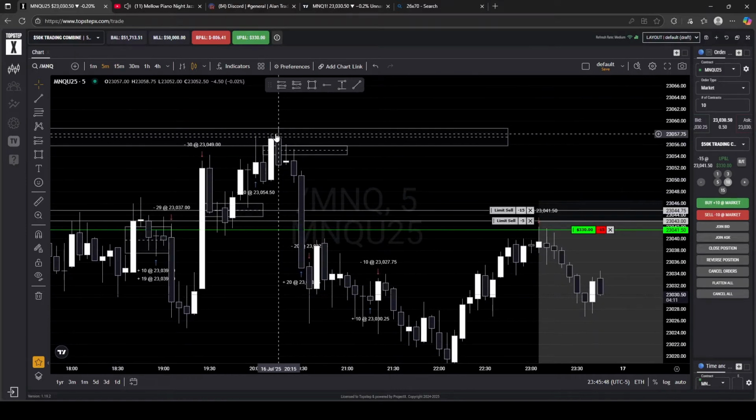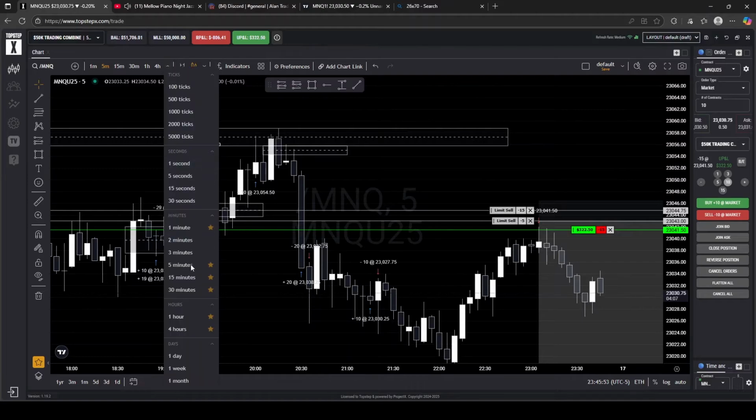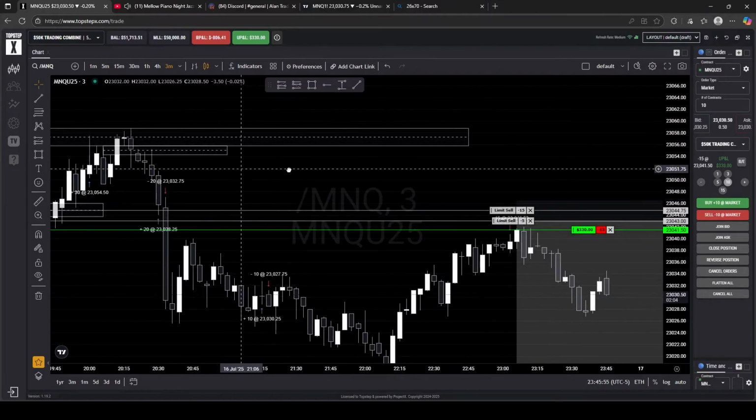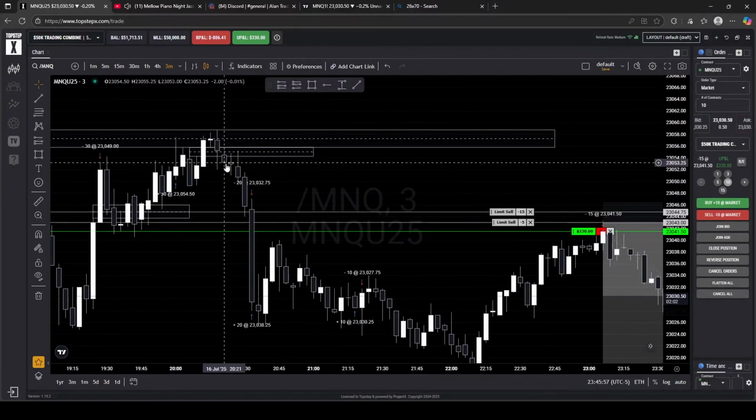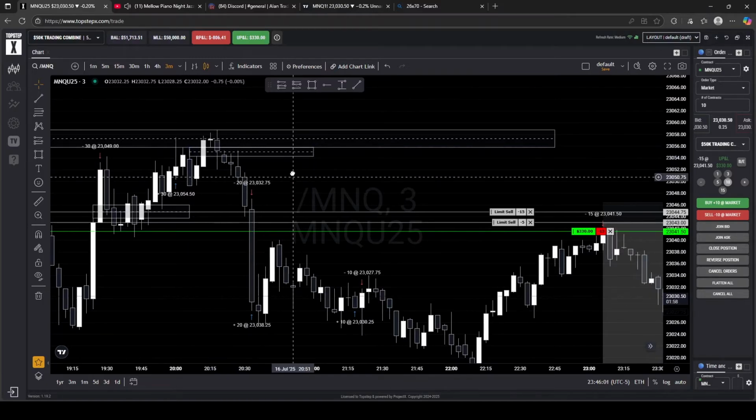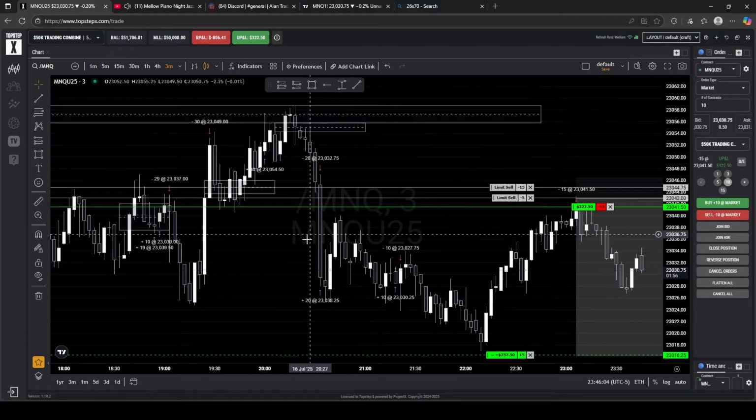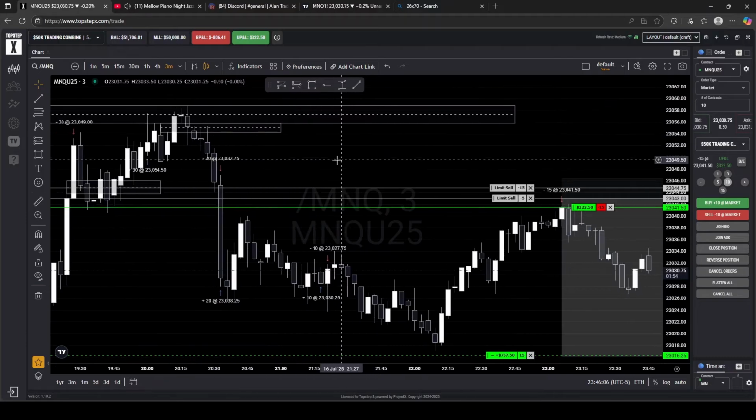Got stopped out, tapped into the 15-minute. I needed more confluences, and then I seen the 3 minute fair value gap on the 3 minute, closed below it, tapped back into it, and then it dumped. And this is where I got FOMO.